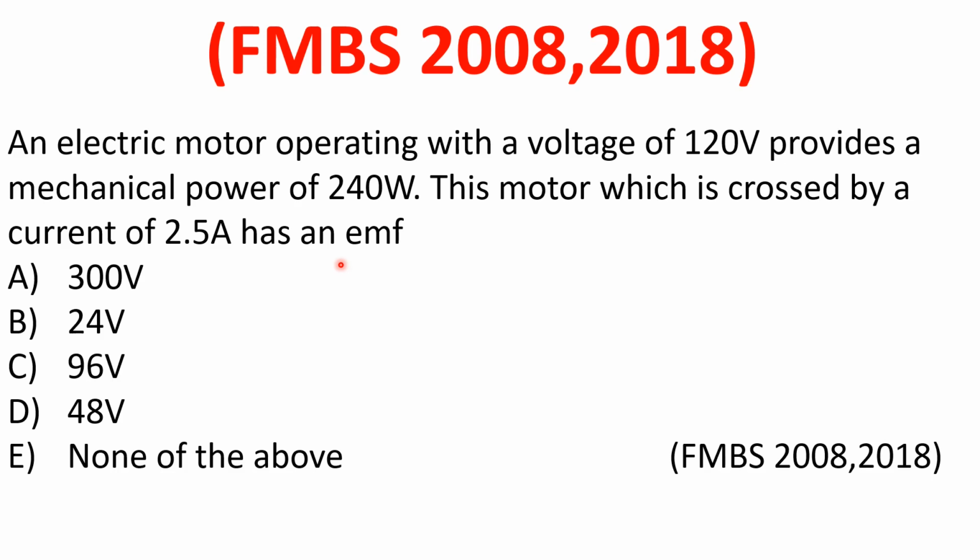Option A was 300 volt, option B was 24 volt, option C was 96 volt, option D was 48 volt, and option E was none of the above. So let's move straight to our solution.